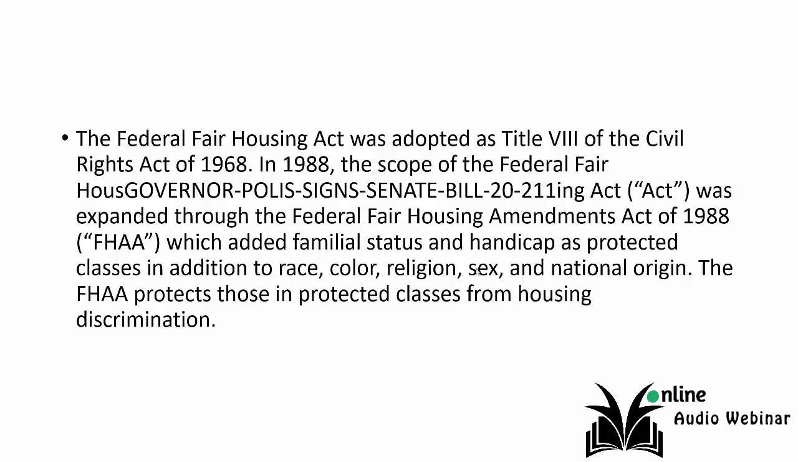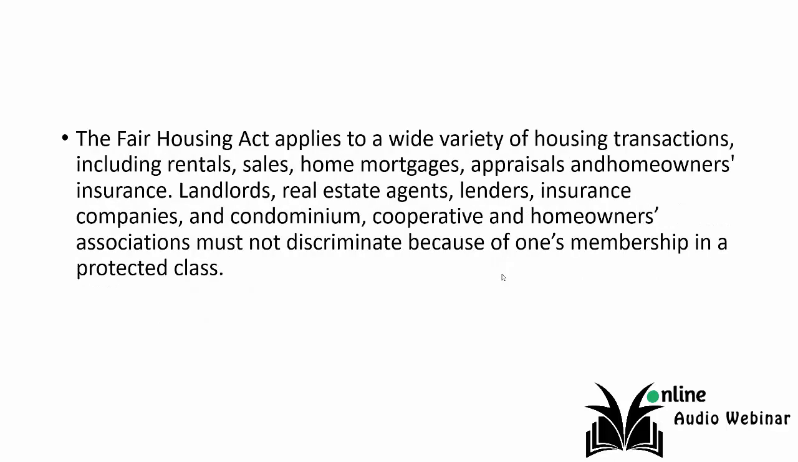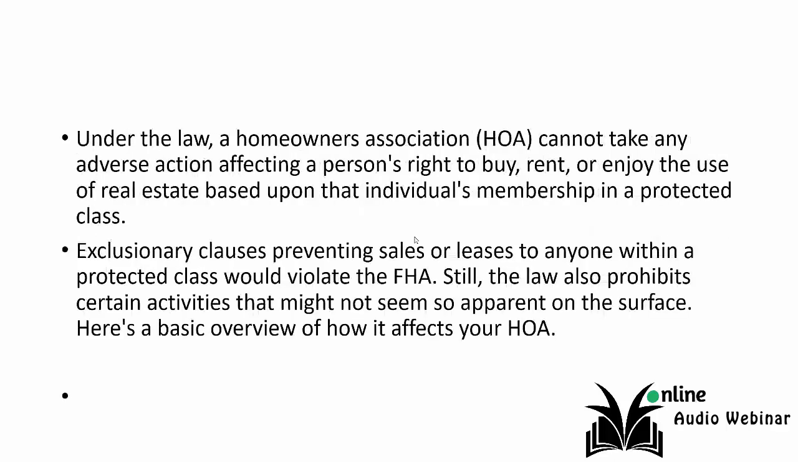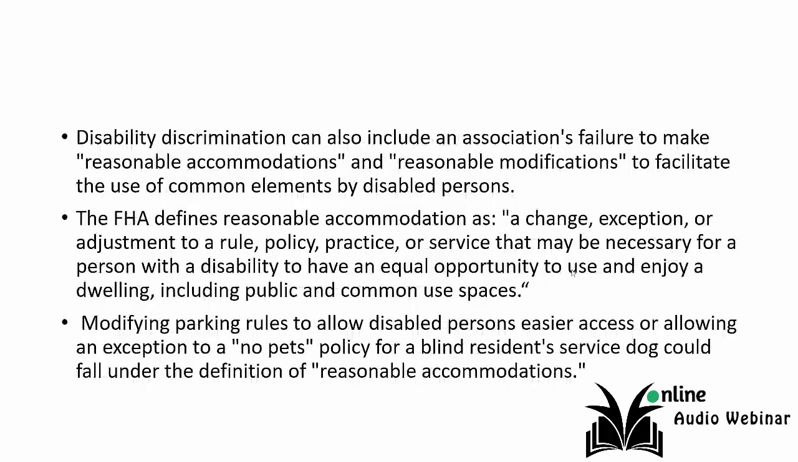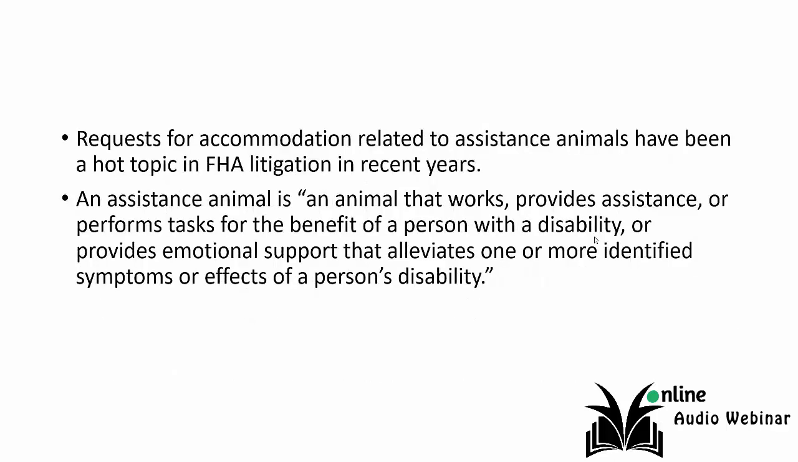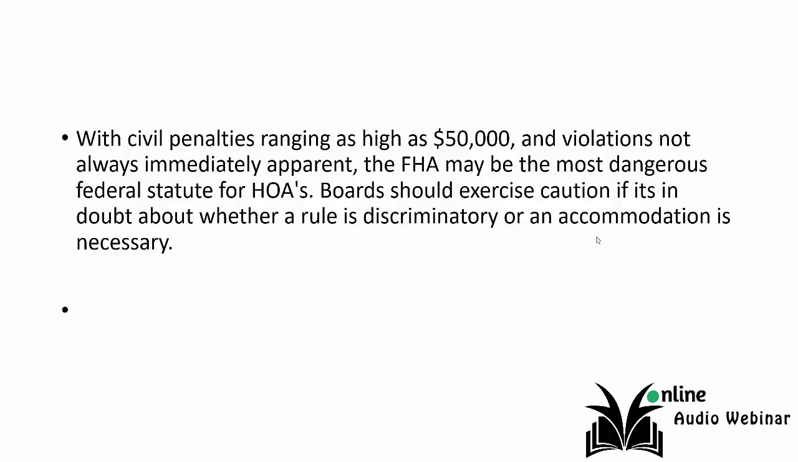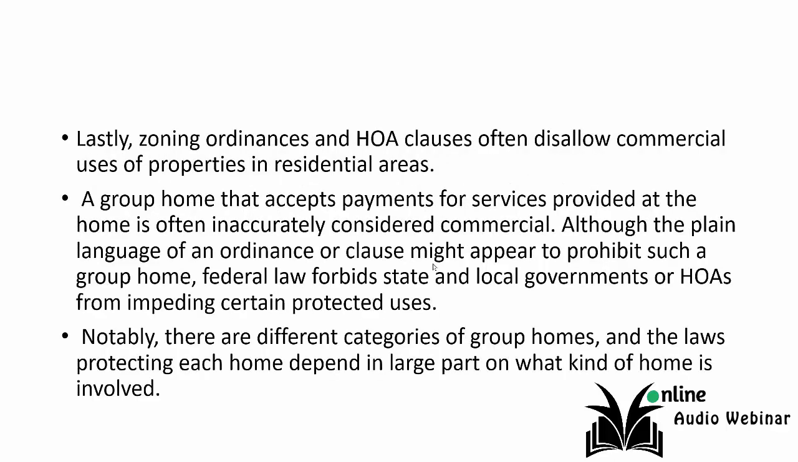The Federal Fair Housing Act, of course, was amended, and it added familial status and handicap as protected classes. It applies to a wide variety of housing transactions, including rental, sales. Under the law, homeowners associations cannot take any adverse actions. It prohibits discrimination against families with children under the 18. Disability discrimination can also include an association's failure to make reasonable accommodations and reasonable modifications, requests for accommodations, with civil penalties ranging as high as $50,000 in violations. Lastly, zoning ordinances and homeowner association clauses often disallow commercial uses of properties in residential areas.